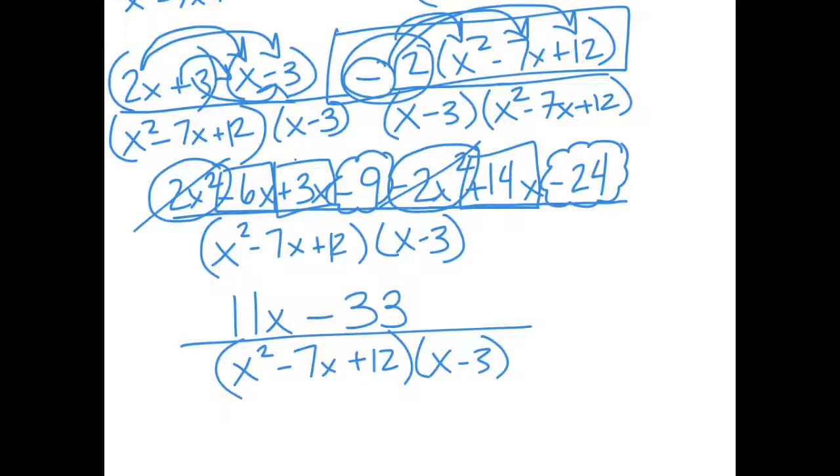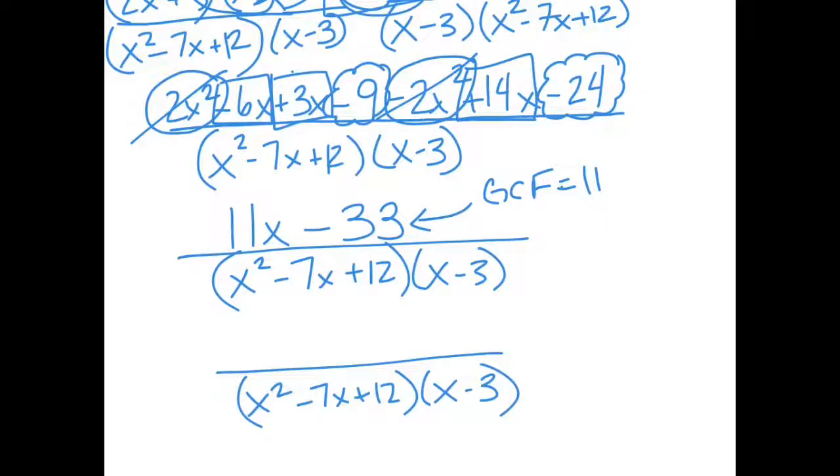Lastly, I can see here that I have a greatest common factor for each term, so 11x and negative 33 both have a greatest common factor in common, which is going to be 11. So I'm going to pull 11 out of this expression. Again, keeping my denominator the same, when I take the greatest common factor of 11 out of the expression, I'm left with x minus 3, because 11 times x is 11x, and 11 times negative 3 is negative 33.